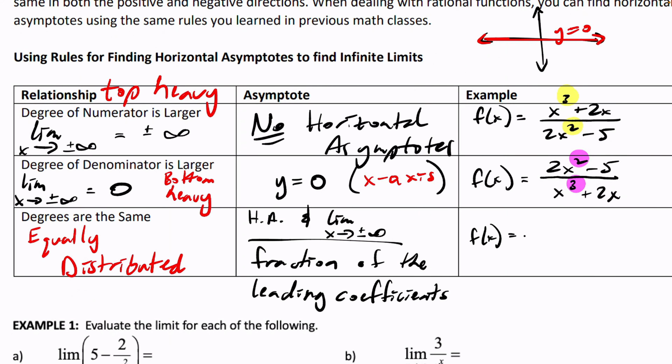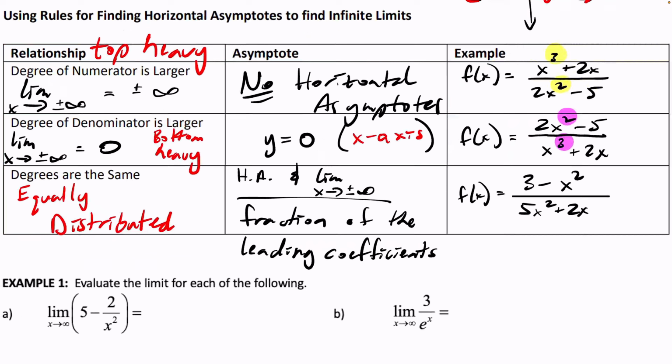So let me give you an example before we talk about what that means. 3 minus x squared over 5x squared plus 2x. Okay, there's our example.